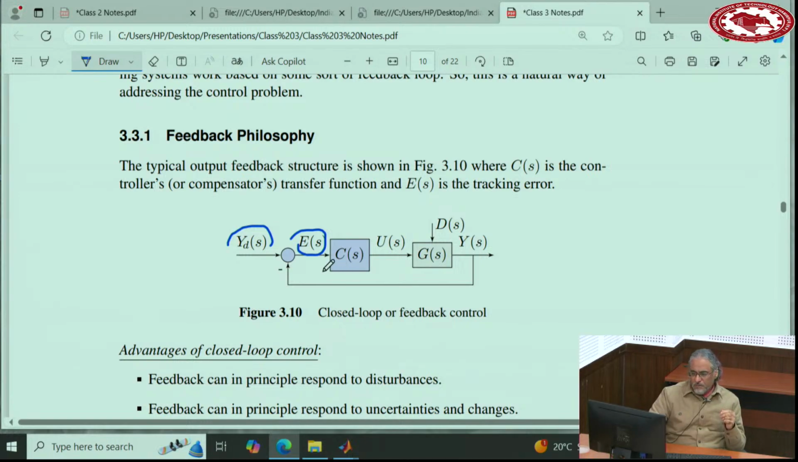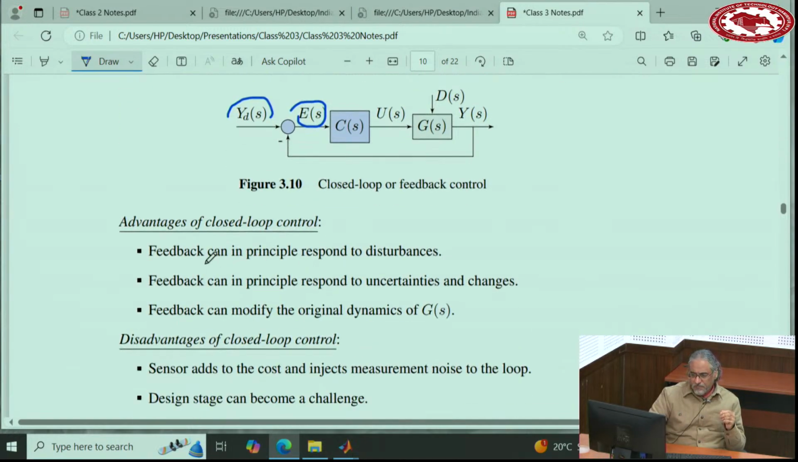Right, and so on. Advantages: can in principle respond to disturbances, can in principle respond to uncertainties, right? And can modify the original dynamics. I will show that in a moment, what I mean by this.